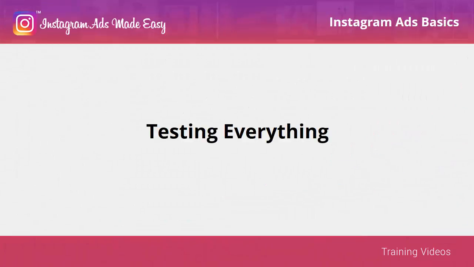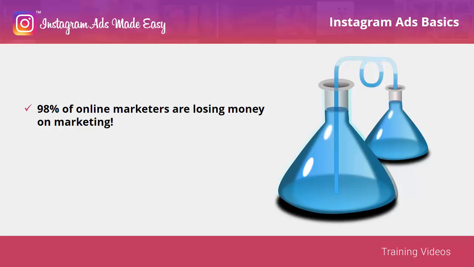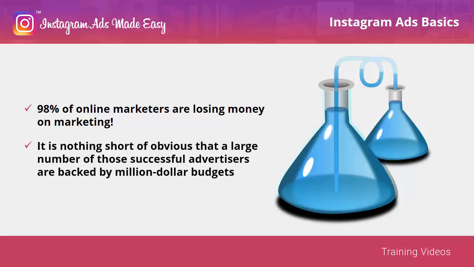Testing everything. Online marketers get stuck all the time. In fact, there are figures that say a staggering 98% of online marketers are losing money on marketing. That means roughly 2% of them are seeing some ROI for their online advertising budget, especially on social media platforms such as Instagram. It is nothing short of obvious that a large number of those successful advertisers are backed by million-dollar budgets. So they have one benefit that you are most likely lacking: margin of error. That is why it is essential for you to learn how to test everything in your ad campaigns.